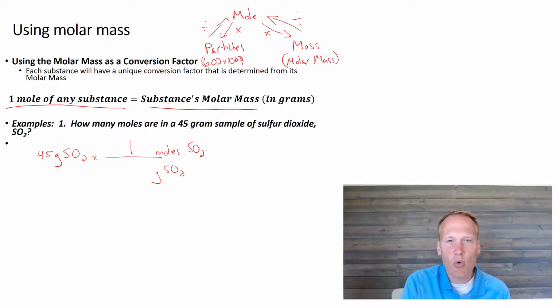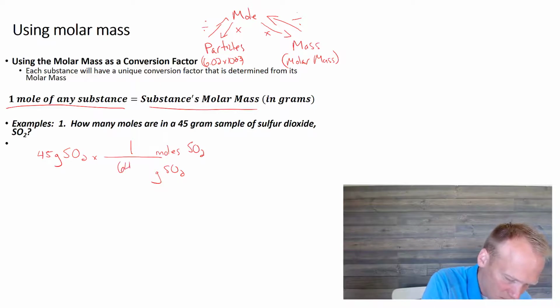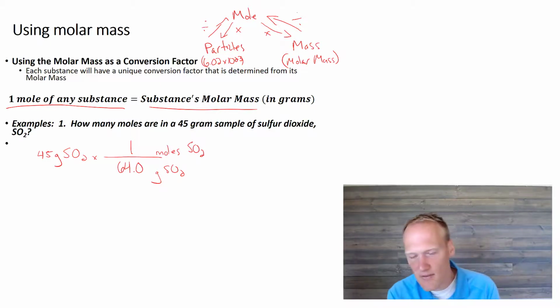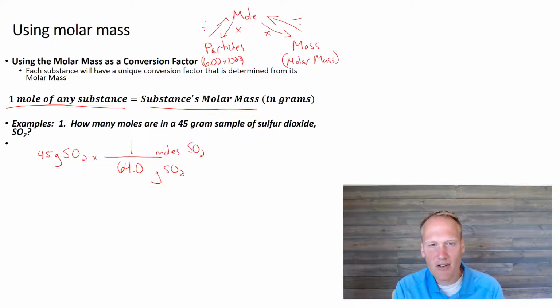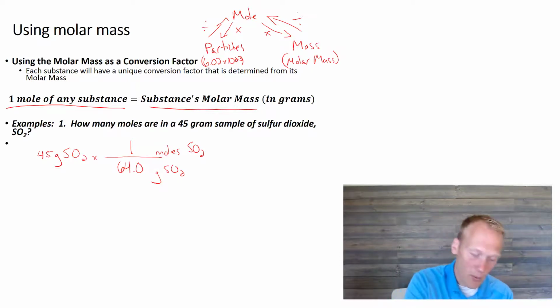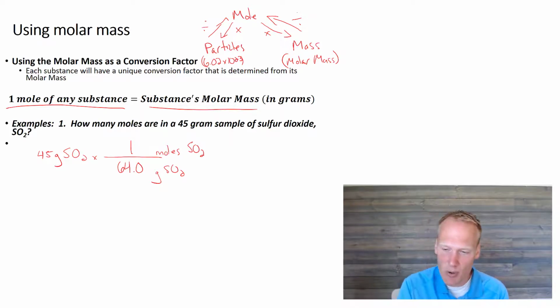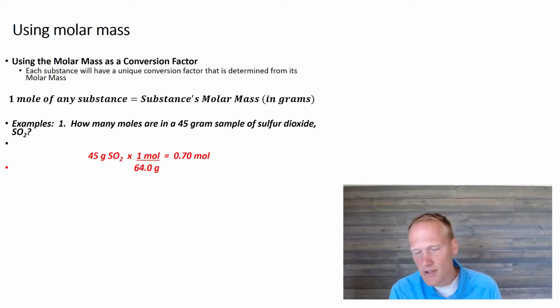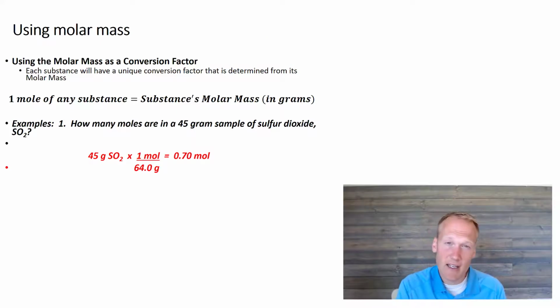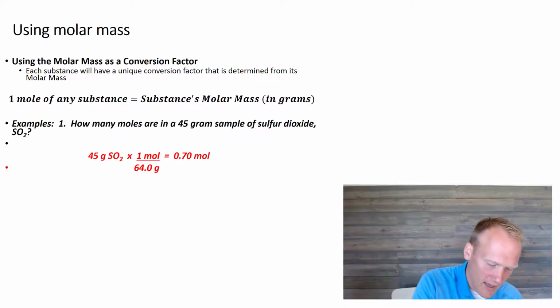So if we take 1 sulfur and 2 oxygen and add them up, you would see that the molar mass is 64.0. Remember, we're getting those masses from the periodic table. So in this case, we'd take 45 divided by 64, and that would tell us how many moles of SO2 we have. If you look at the cleaned up version here, you have 0.7 moles of SO2.